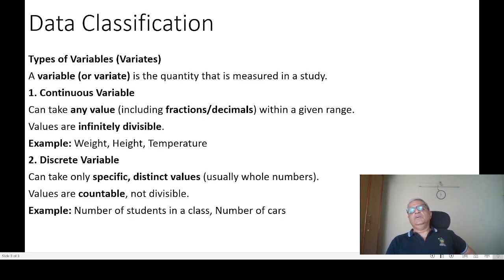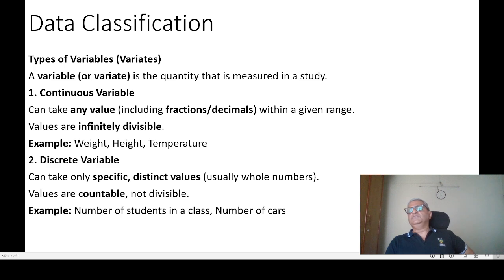So what are different types of variables or variates? A variable is a quantity that is measured in a statistical study. There are basically two types of variables: continuous variable and discrete variable. So what are continuous variables? Continuous variables are those variables which have fractions in them, which have a decimal point, and examples of those are weight, height, temperature. So basically, these are real numbers to be precise. They have a decimal point in them, right?